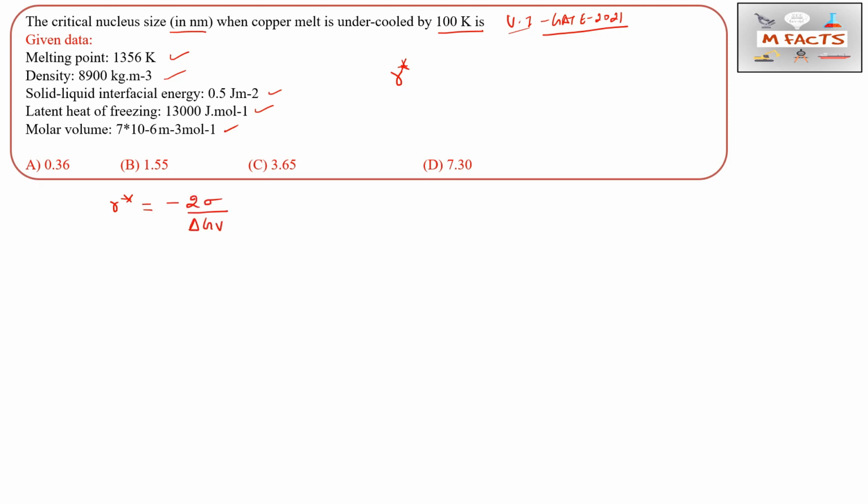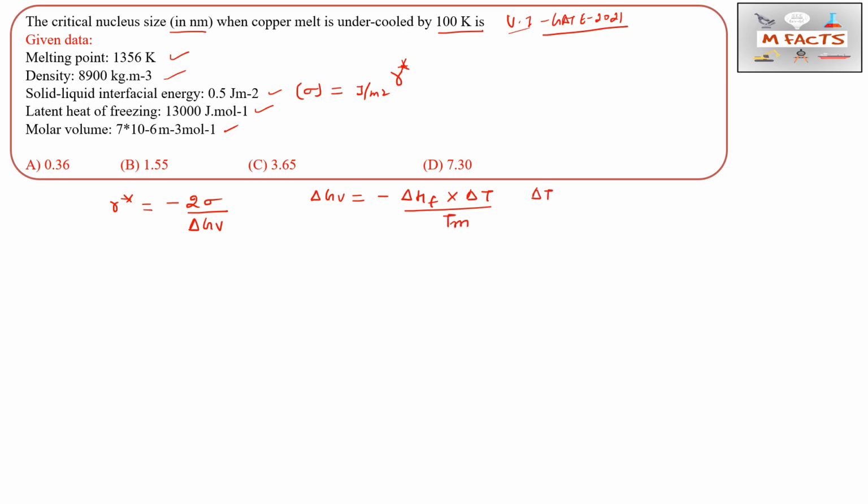Since this is a radius, we can neglect the minus sign. Sigma is the solid-liquid interfacial energy, given here as 0.5 joule per meter square. Delta GV is the volume free energy, which equals minus delta HF, the latent heat of freezing, multiplied by the undercooling delta T, divided by Tm, the melting temperature.